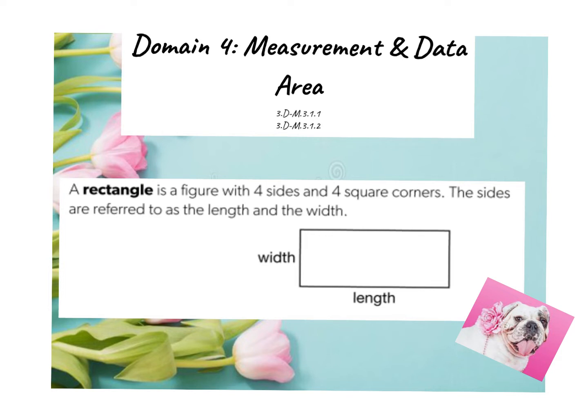Remember, a rectangle is a figure with 4 sides and 4 square corners, and the sides were referred to as the length and the width. So this would be the length right here, and this would be the width. This would be also another length, and this would be the width. And so to find the area, we just do 1 width times 1 length.